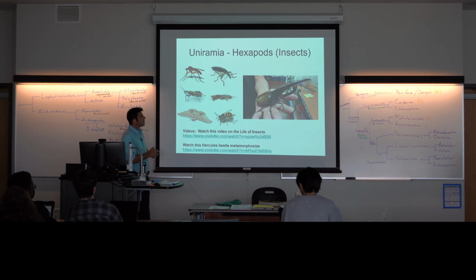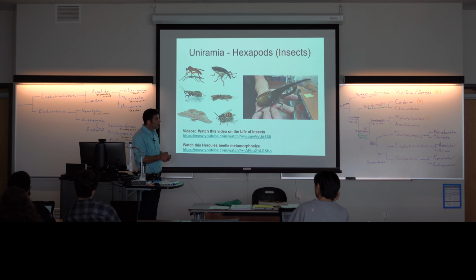And we could count all of these things, whether it's a beetle, whether it's a wasp, whether it's a moth. We can see even a fly, in this case a mosquito. We see 3 pair of walking legs, 6 legs total. Even this Hercules beetle, we can see 3 pairs of walking legs.